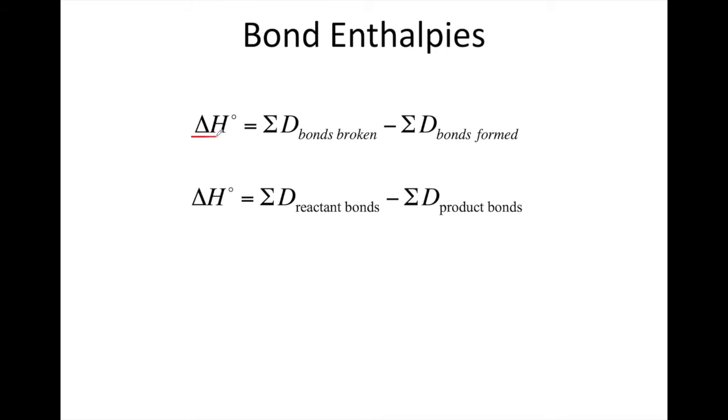To calculate the delta H for a reaction, we take the sum of D. D is what we use to represent the bond enthalpies. So we take the sum of the bond enthalpies for the bonds broken, right? That would be our reactant bonds, minus the sum of the bond enthalpies for the bonds formed, which would be our product bonds. So basically, to calculate delta H using bond enthalpies, we take the sum of all the bond enthalpies for the reactants and subtract from that the sum of the bond enthalpies for all of our product bonds.